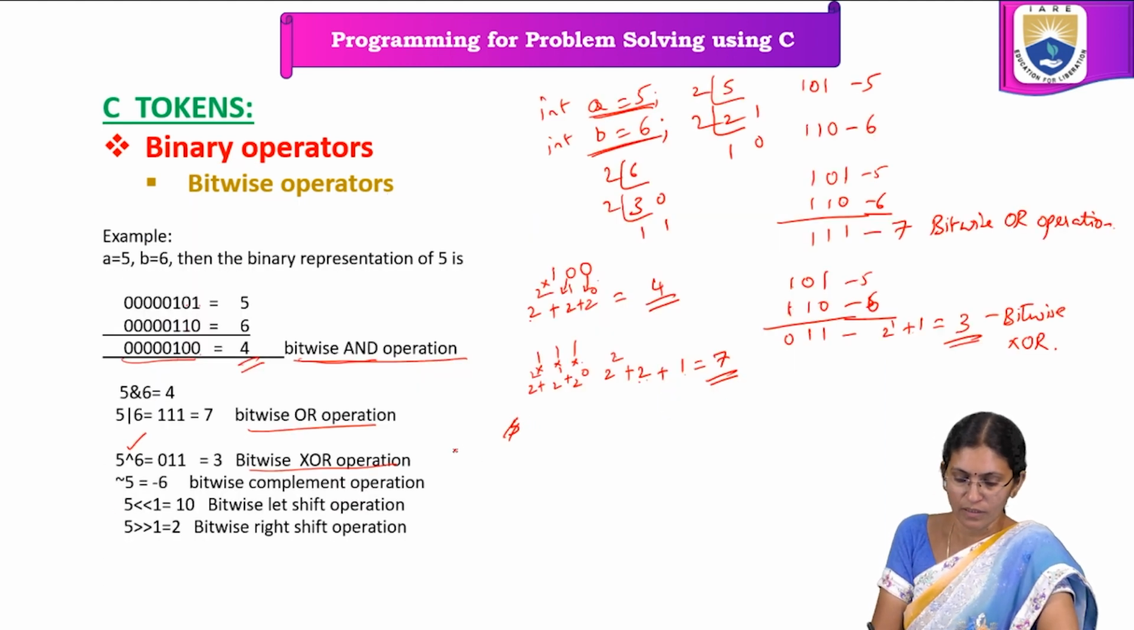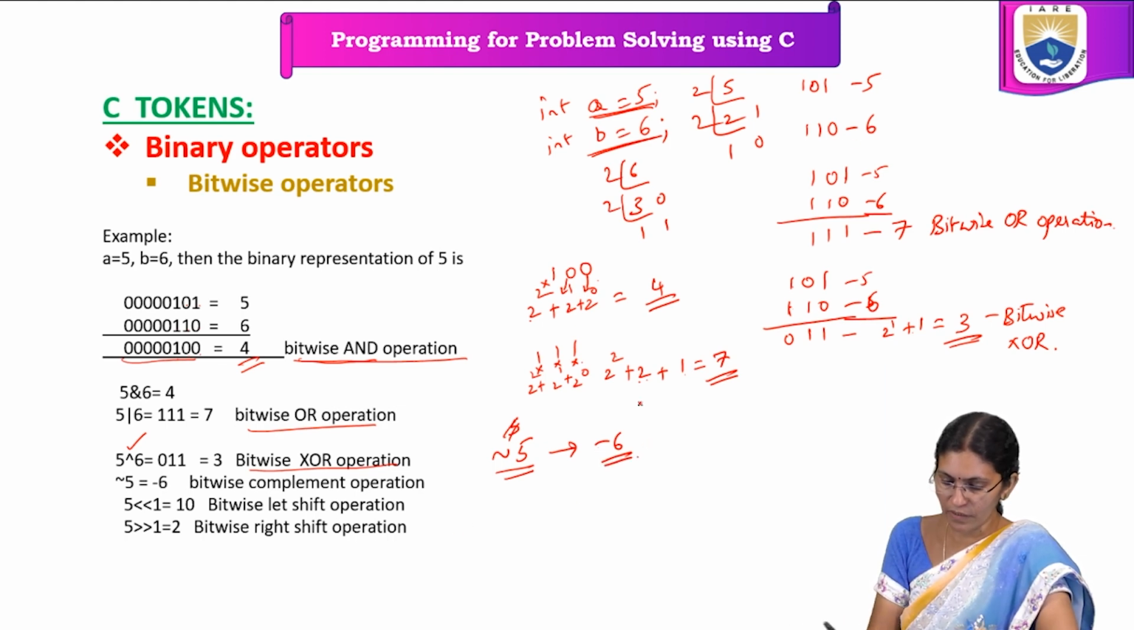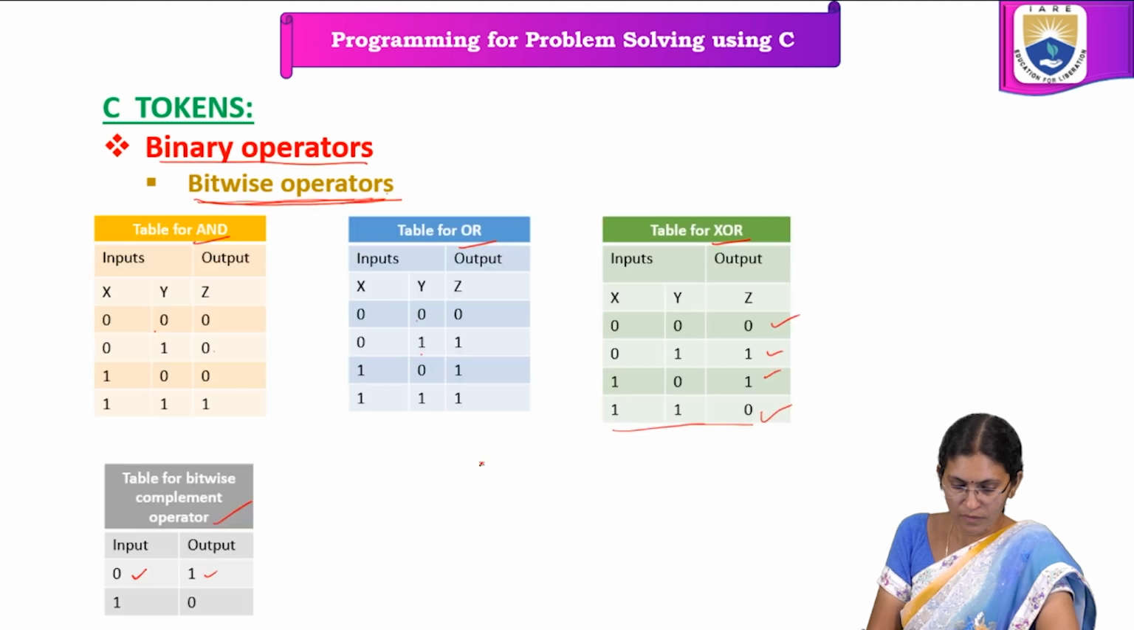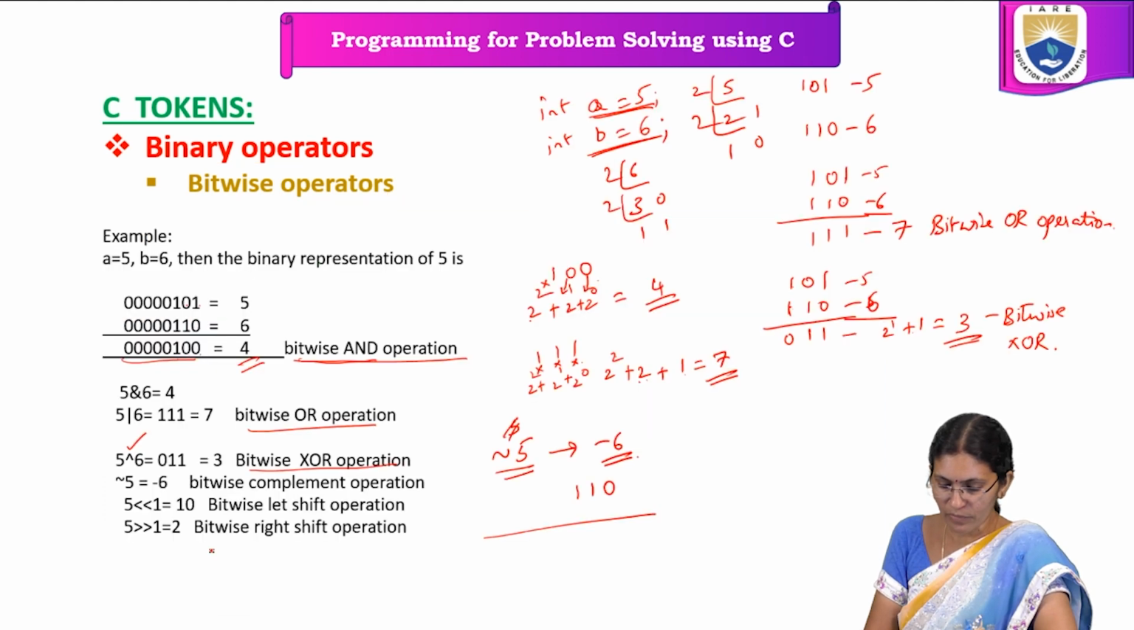Next is the bitwise ones complement operator. When you apply this ones complement operator on 5, the output is equal to -6. The binary representation of 5 is 1 0 1, as we have seen here. Then apply the bitwise complement operator: if the bit is 0, the output is 1, and if the bit is 1, the output is 0. So the output will be 0 1 0.